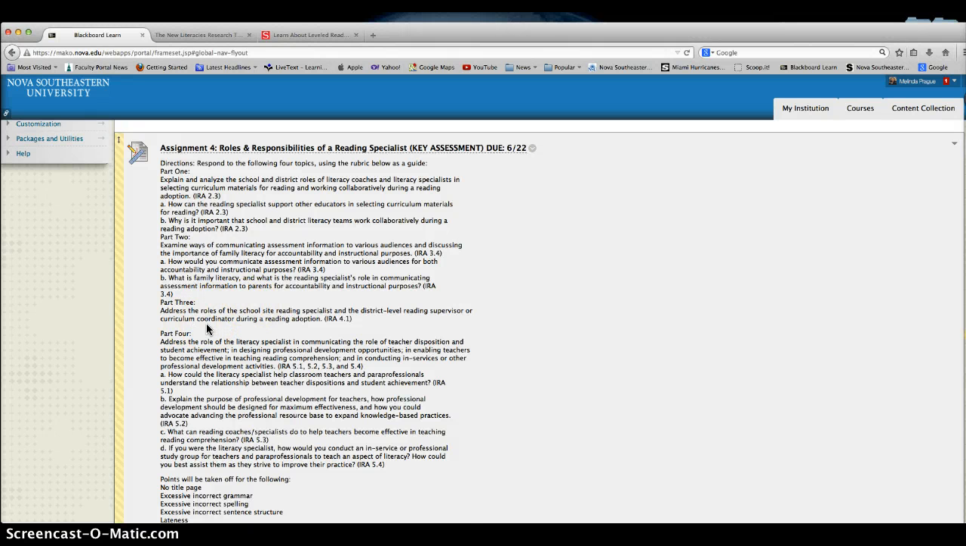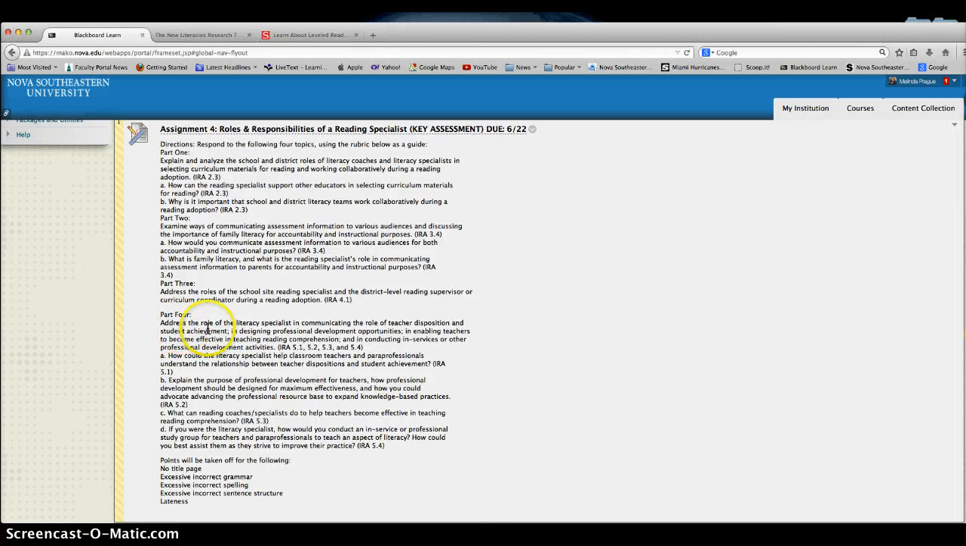Part 3, address the roles of the school reading specialist and the district reading supervisor curriculum coordinator during a reading adoption. Part 4, address the role of the literacy specialist in communicating the role of teacher disposition and student achievement, in designing professional development opportunities, and enabling teachers to become effective in teaching reading comprehension, conducting in-services and professional development activities. How can the literacy specialist help teachers and paraprofessionals understand the relationship between disposition and achievement?